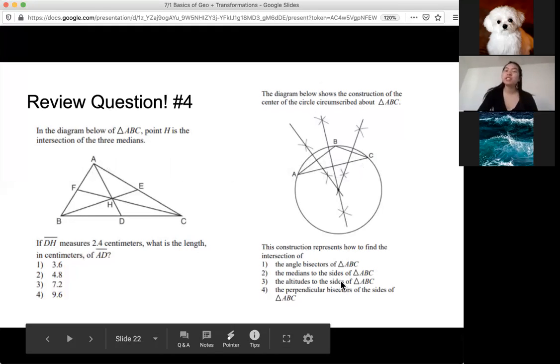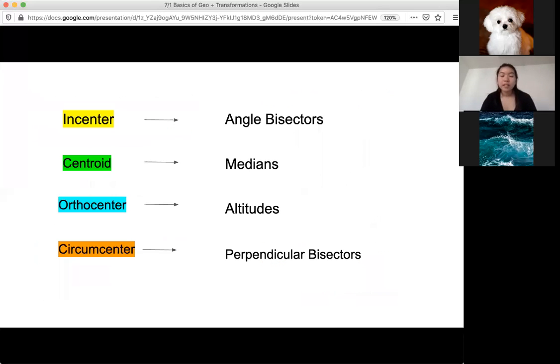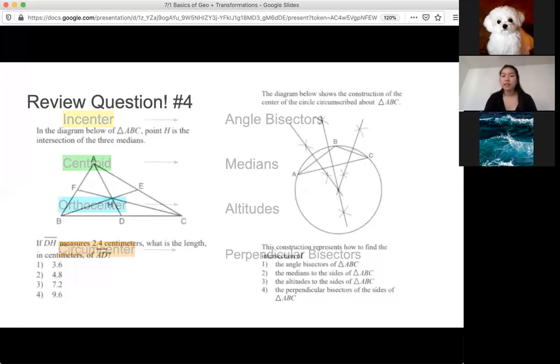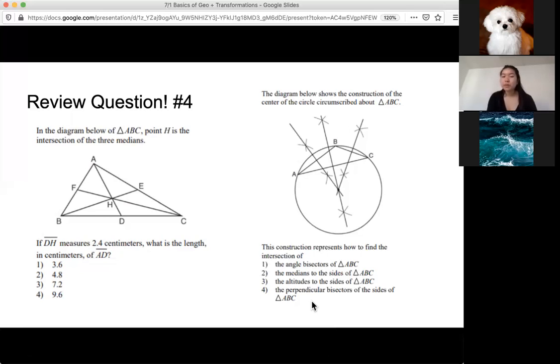We're going to read the question for you. The diagram below shows the construction of the center of the circle circumscribed about triangle ABC. As you know, when a circle is circumscribed around the triangle, that's the circumcenter. If we go back to the slides, the circumcenter has three perpendicular bisectors. The answer that shows that would be answer D, or answer 4, because when you pick out the keywords, you don't even need to look at the image.